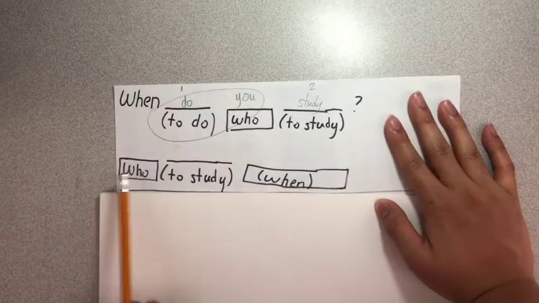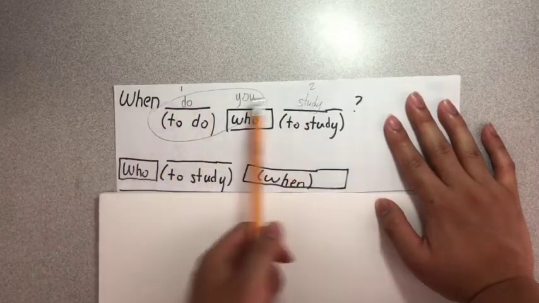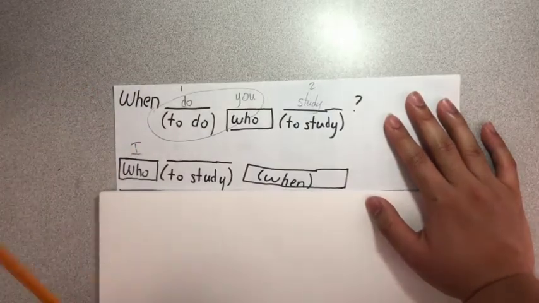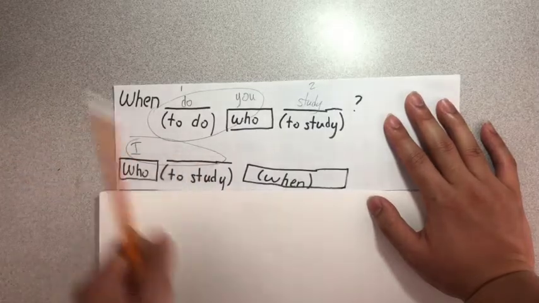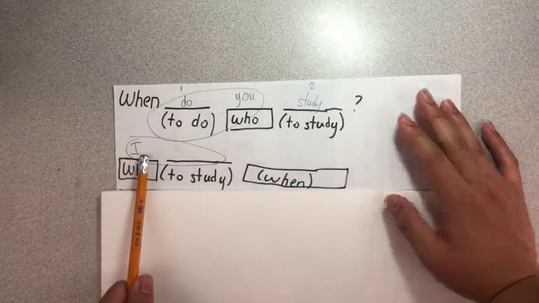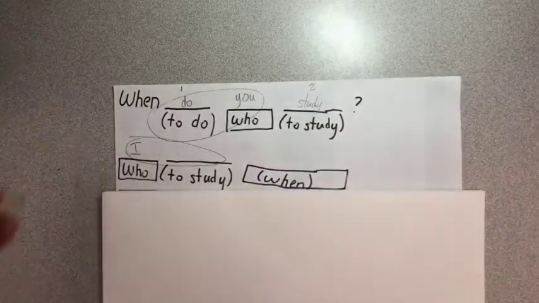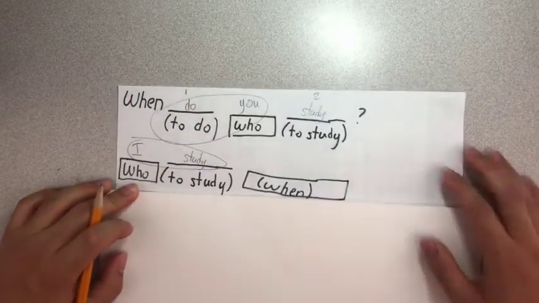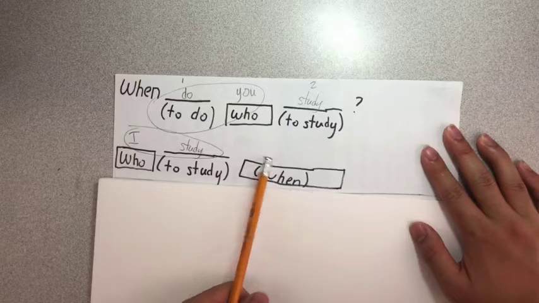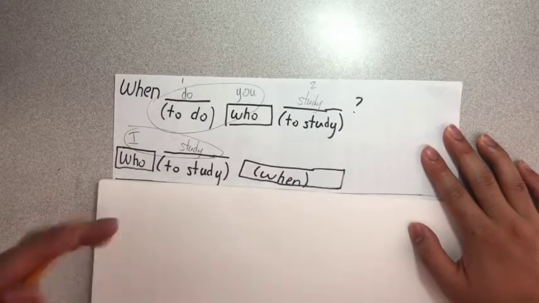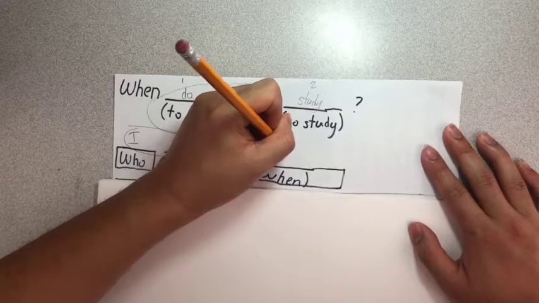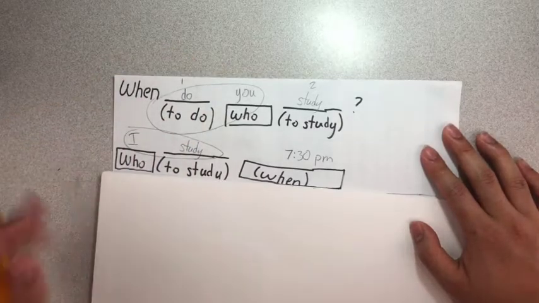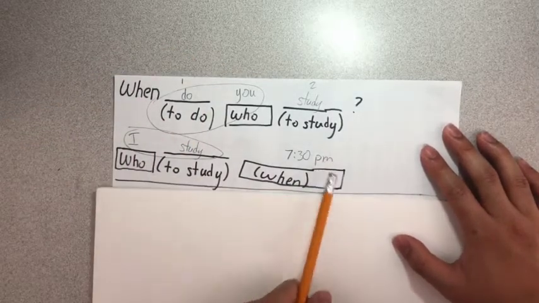Okay, so this is the answer, the reply to this question, the response to this question. I. Now let's write "to study" for I. I, you, we, they, study. And now we need to write when. When do we study? Let's start with a time. Let's do 7:30 p.m. I study 7:30 p.m.